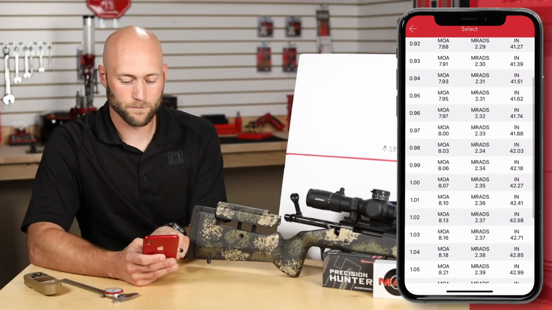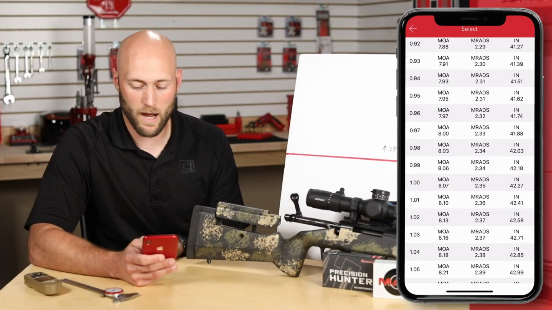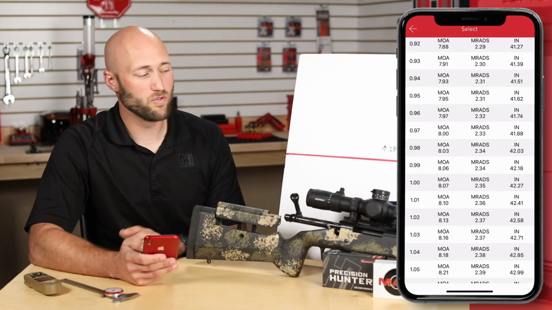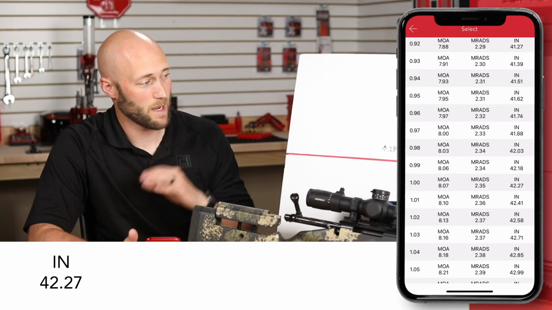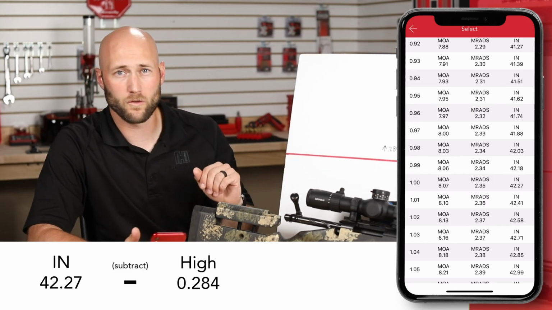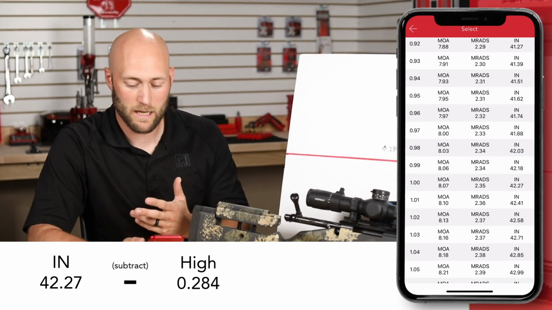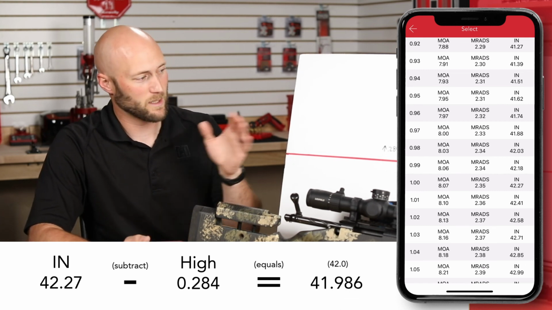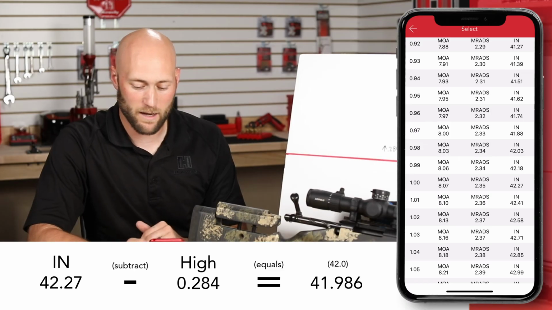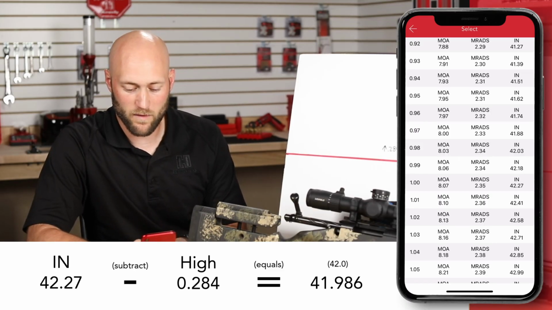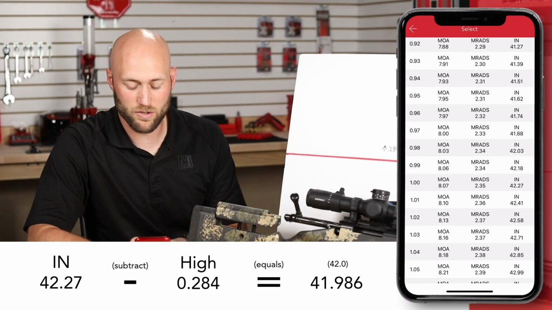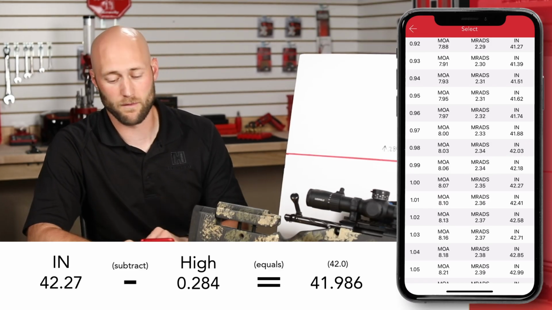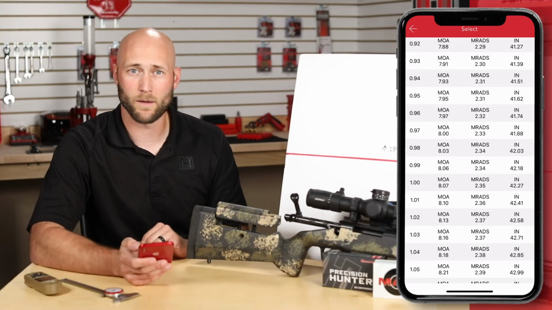And here you can see 1.0, and it told us to dial 2.35 mils, which should have been 42.27 inches of correction. Now, we were high, 0.284. So what we really need is a measurement closer to 42.0 to get that 0.284 back out of there. So if you look here, we've got a 0.98, which should have been a correction of 2.3 mils or 42.03 inches of correction. And that lines up very well.